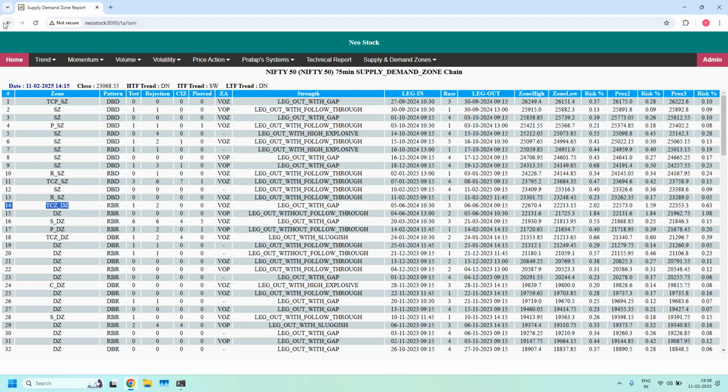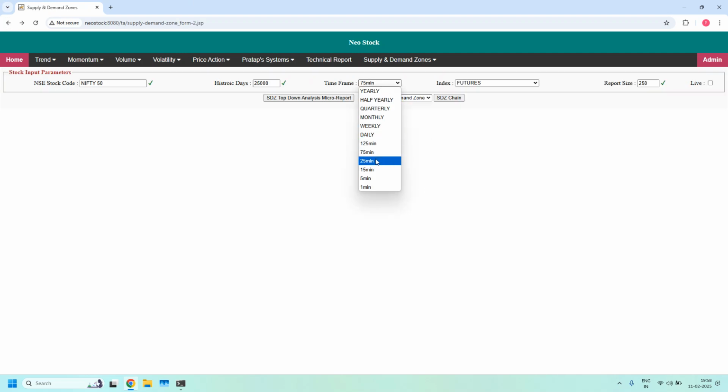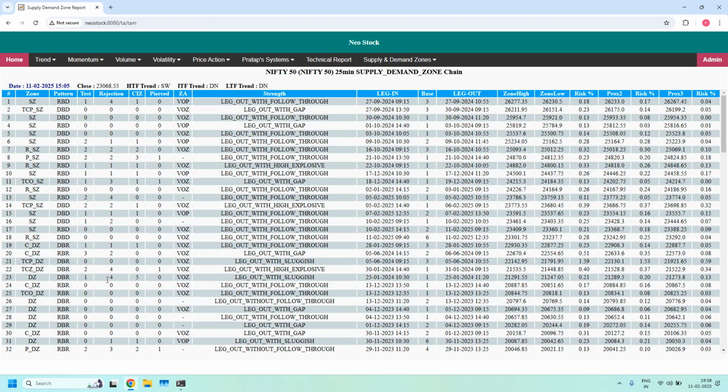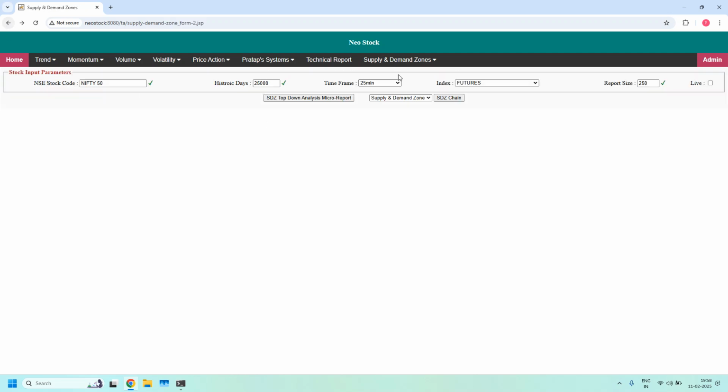Okay, next, 25 minutes supply demand zone chain for NIFTY. 19th is the nearest demand zone to the current closing price. Okay, next, 15 minutes supply demand zone chain for Nifty.